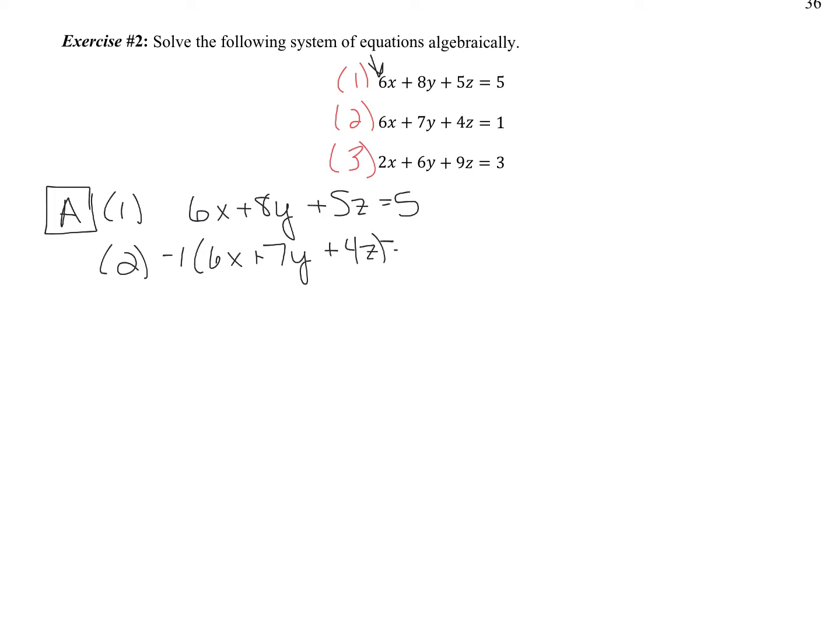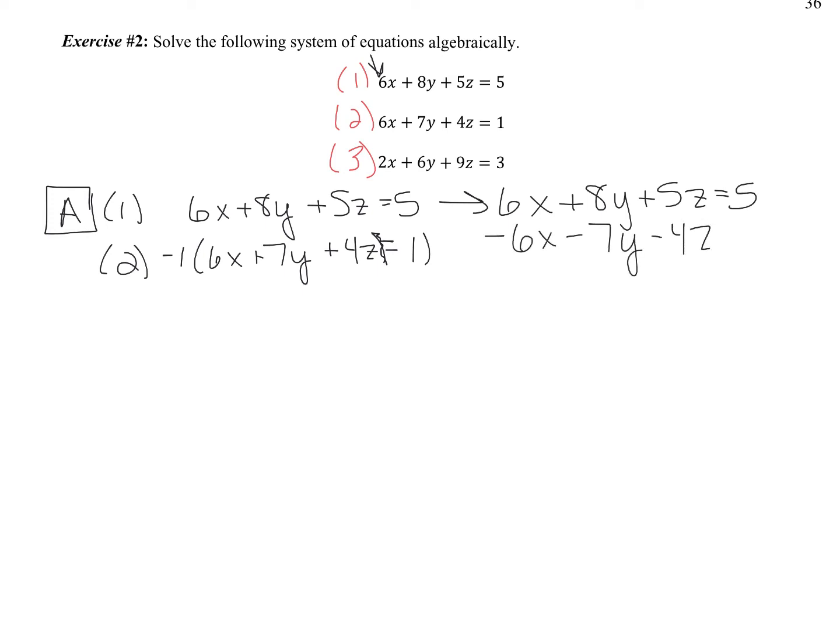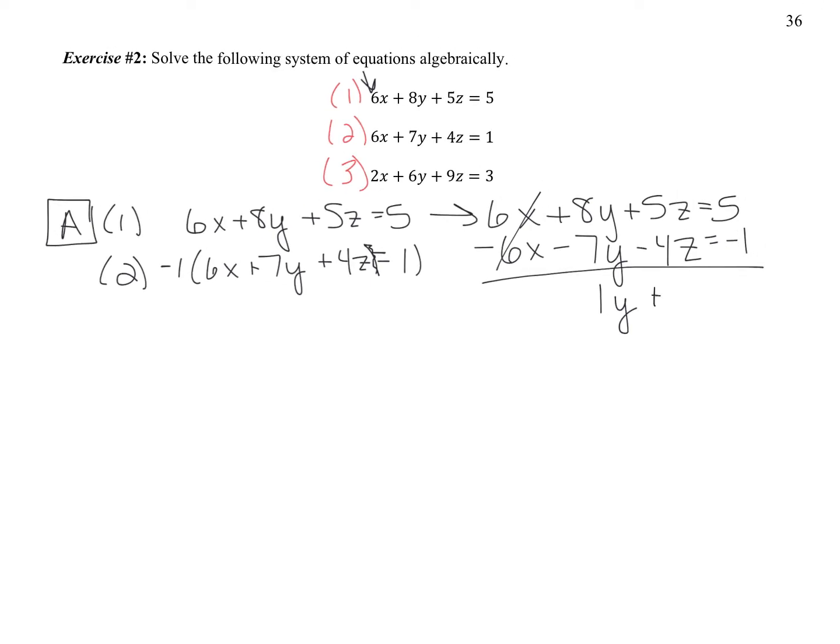Oops. Okay, so this parentheses is a mistake. We'll get rid of that, right? Because I need to distribute it down the whole thing. So I'm going to rewrite equation 1, even though it didn't change, just so it's lined up. And then I have -6x minus 7y minus 4z equals -1. This cancels. 8y minus 7y is 1y. 5z minus 4z is 1z. And then over here I have a 4. So this is my equation 4, which I will use again in step C.